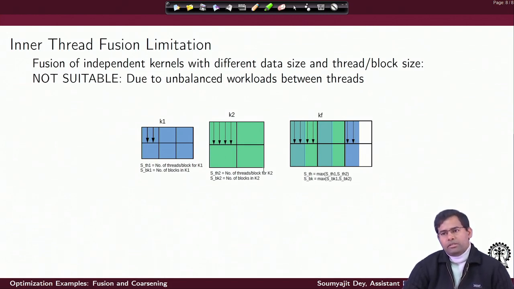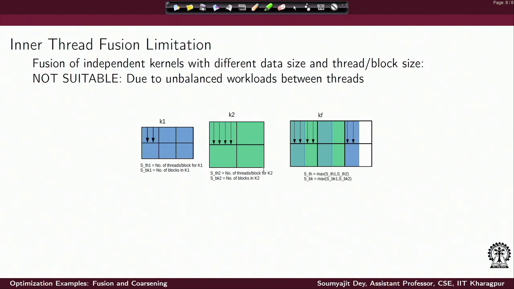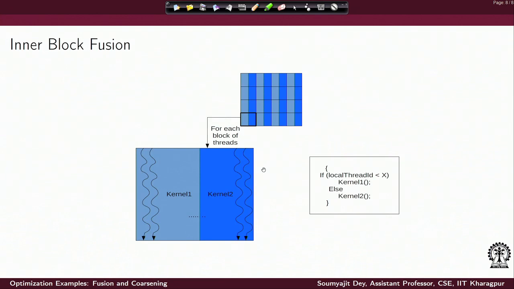So, we understand now when inner thread fusion is absolutely fine, as long as there is fully identical arrangement of the data space across the different kernels. And even if that is not the case, if at least threads per block remains the same, still things are okay for the case of independent kernels. And when I have variation in threads per block as well as number of blocks, then it's very difficult to achieve workload balance among threads for inner thread fusion, even for independent kernels. And it's better in those cases to look for other optimizations with respect to fusion, like inner block fusion or inter block fusion.